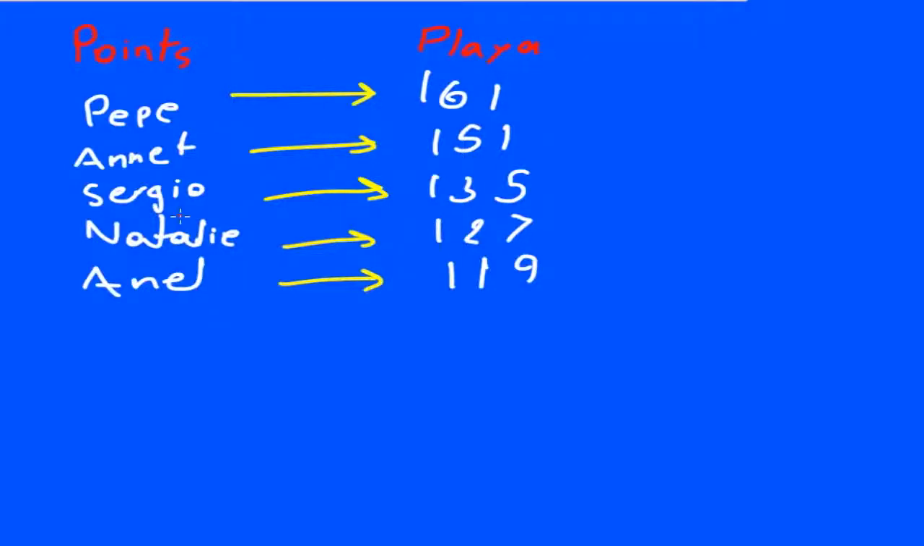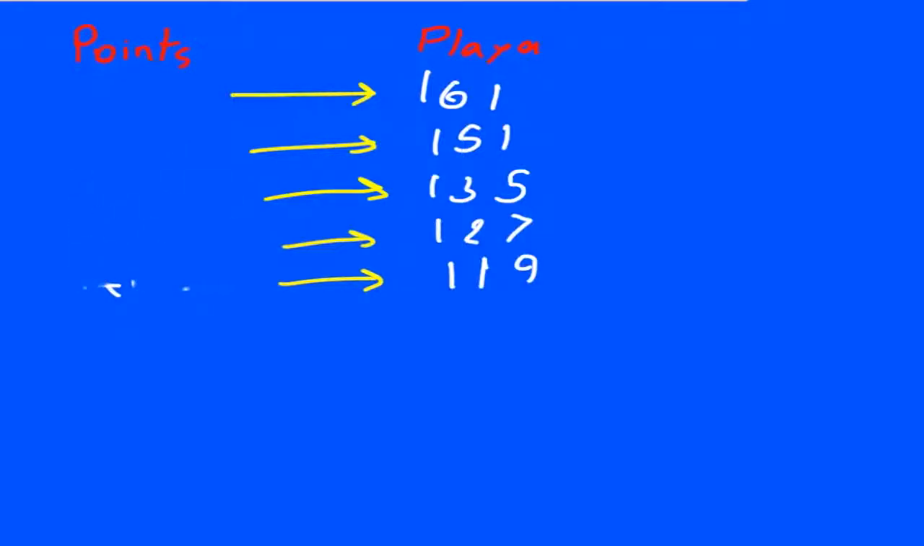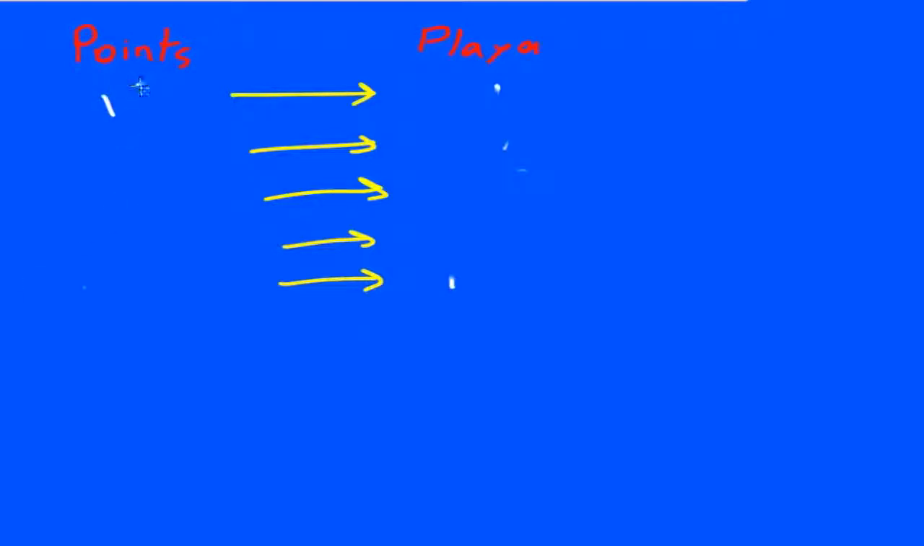Okay, so you just switch them. Yeah, it's that simple. So what was your domain? It's gonna become your range. Points. This is the inverse. Okay, 151, 135, 127, and you get the idea. I don't want to write the names again. So that's the inverse. And what's the domain of the inverse?